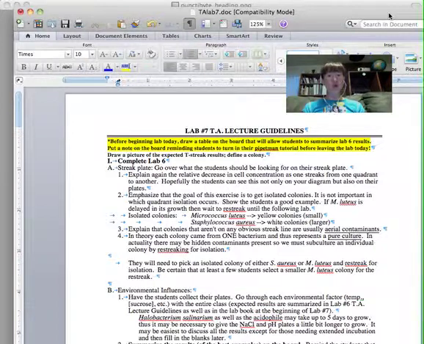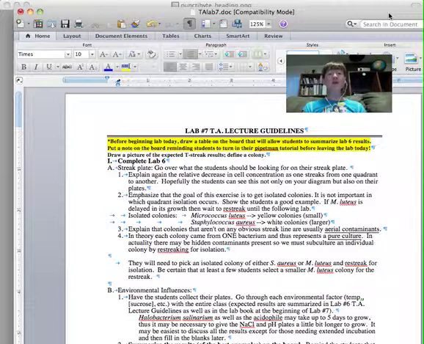We'll also want to make sure that each student really understands why we're restreaking the T-plate and the importance of taking only a tiny bit from a single isolated colony in the restreak process. It's a real tendency, of course, for them to want to just pull up that entire Staph aureus colony and restreak it, and if they do that, they're not going to get any isolated culture. So we need to make sure that they take only the tiniest bit of their isolated colony, particularly if they're working with the larger Staph aureus colonies.